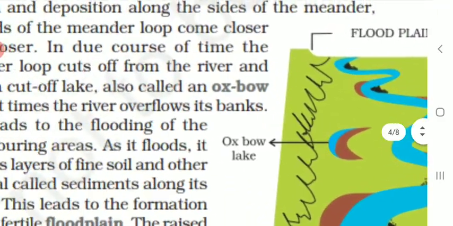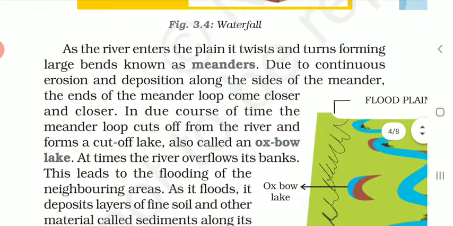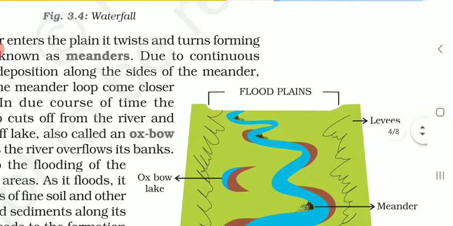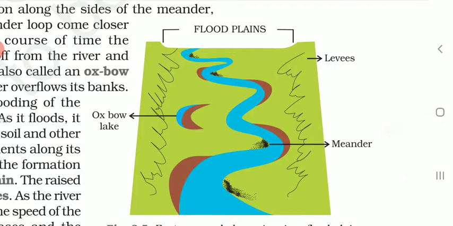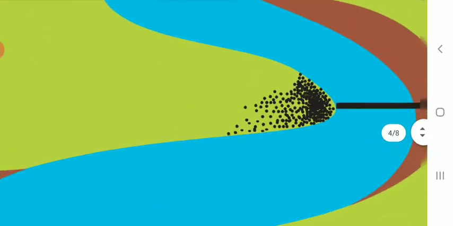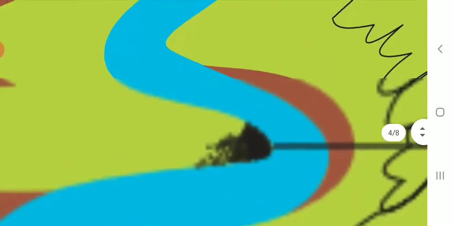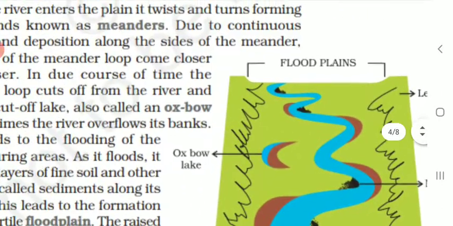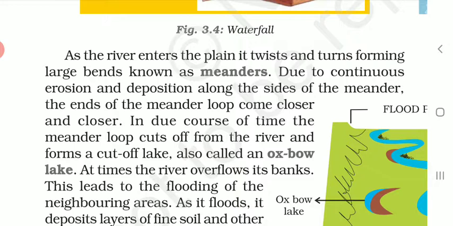So this kind of erosion and deposition along the sides of the meander, the ends of the meander loop come closer and closer. When continuous erosion goes on, the loop of the meander comes closer and closer. This loop, as you can see here, comes closer and closer, and in this way, in due course of time, the meander loop cuts off from the river and forms a cut-off lake. And this cut-off lake is also called an oxbow lake.